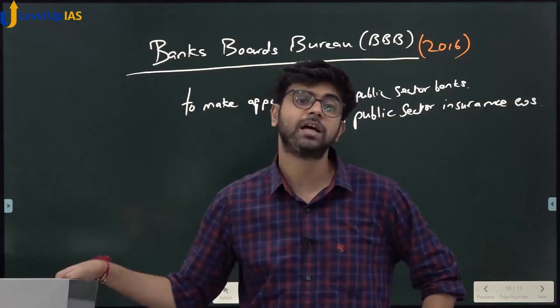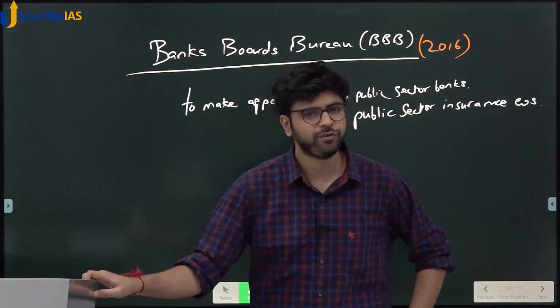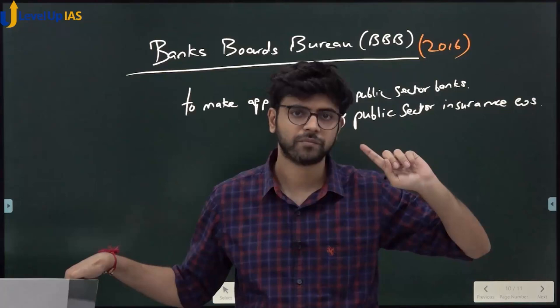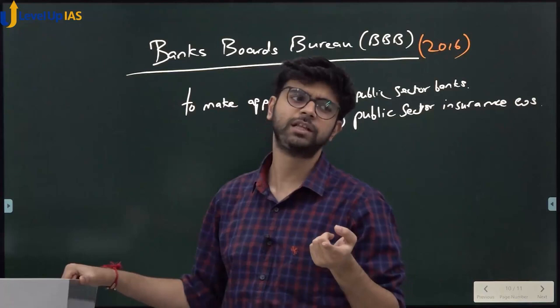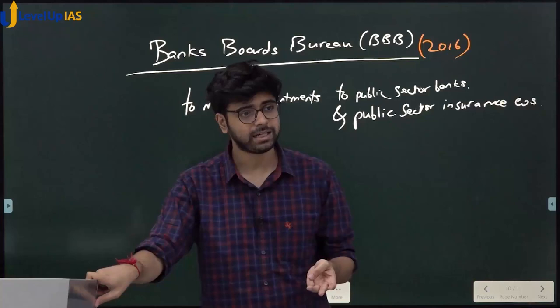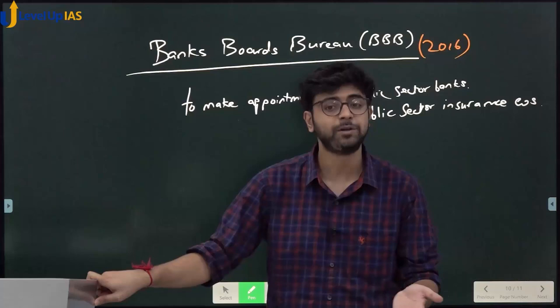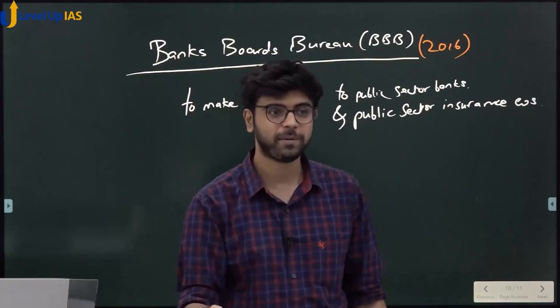What were the recommendations? Can we recollect the recommendations? CRR, SLR, reduce interest rates, rationalize priority sector lending norms, set up asset reconstruction companies, establish macroprudential norms. Then no more nationalization, the biggest point. Then merge the banks.